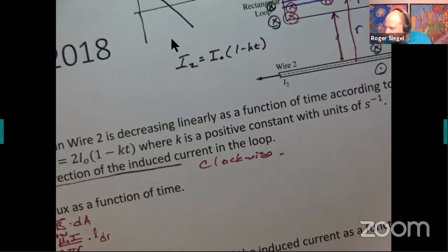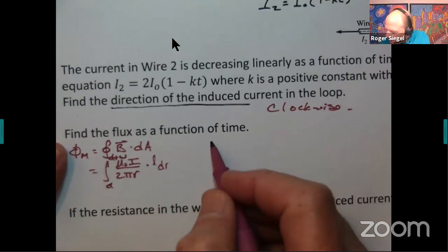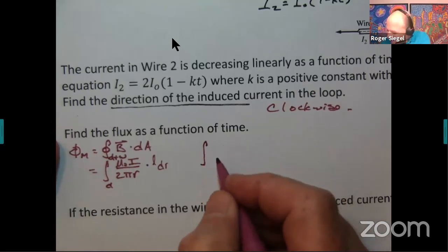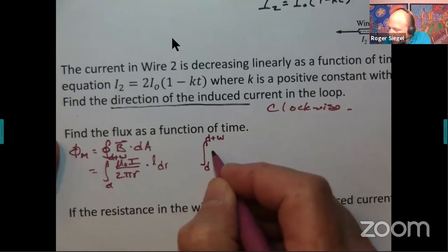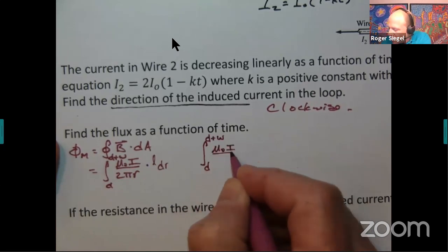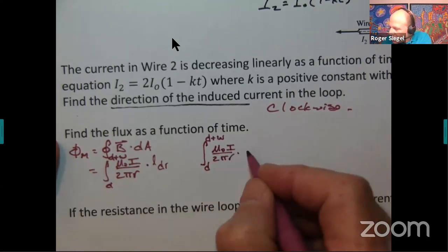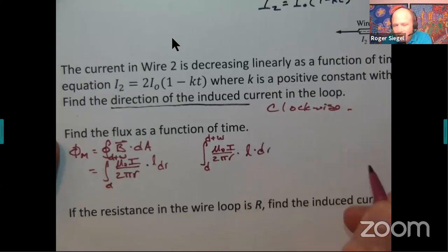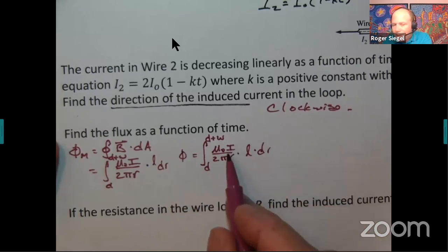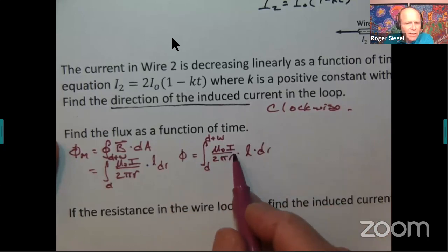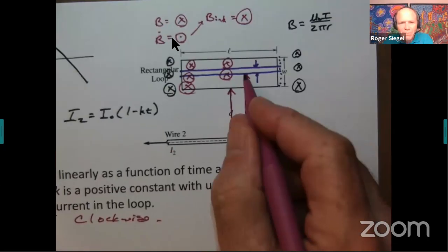Okay. Now, you may recognize this. I'm going to write it again, sorry, because you can't see anything now. So we're going from d to d plus w. And we have, again, B, mu naught I over 2 pi r. That's the B. The area is going to be L times dr. And that'll give us the flux. All right. Now, notice we know that I changes as a function of time, but we are integrating as a function of r. We're integrating in space.